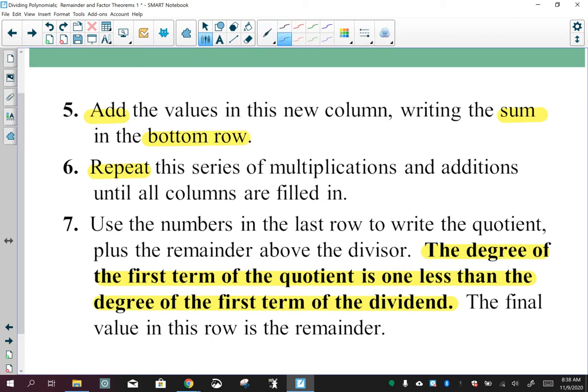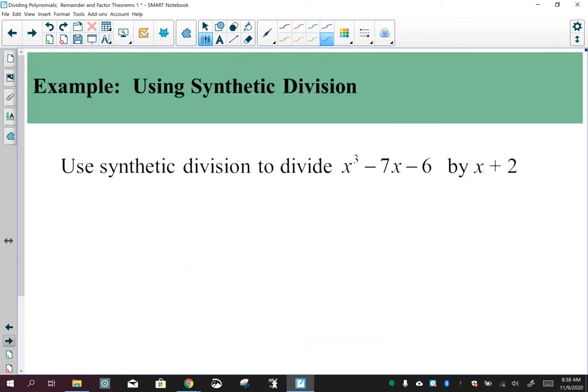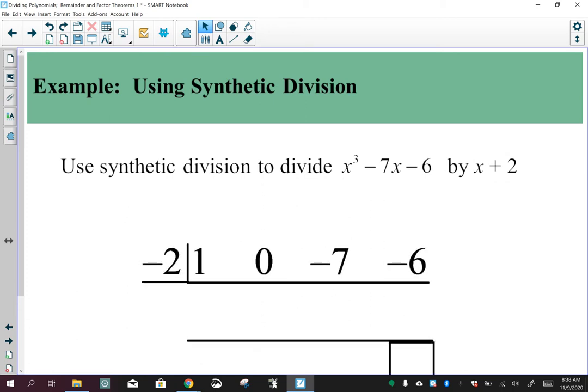I know this is a bunch of rules and stuff, so let's actually walk through a problem together. Because like I said, this is extremely easy, and when you actually see how it works, it makes a whole lot of sense. So use synthetic division to divide x cubed minus 7x minus 6. This is what it's asking you to do. The first thing we need to do is take this x plus 2 over here and solve that, make that equal to 0. So we need to solve that. That's where this number comes from.